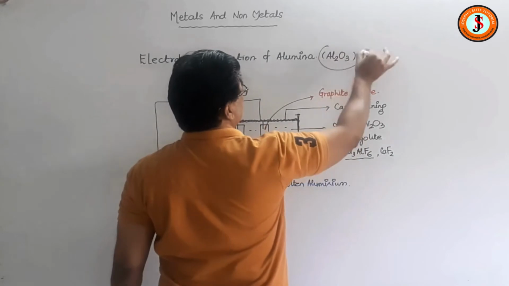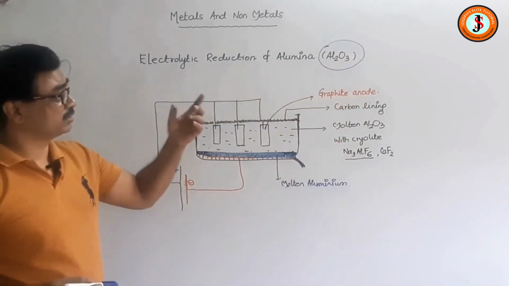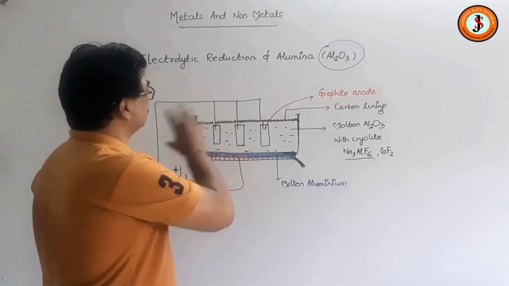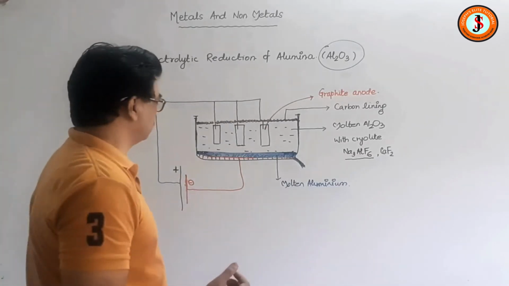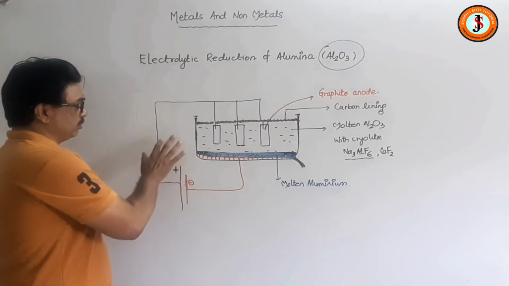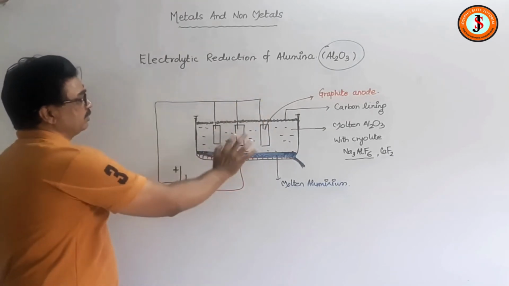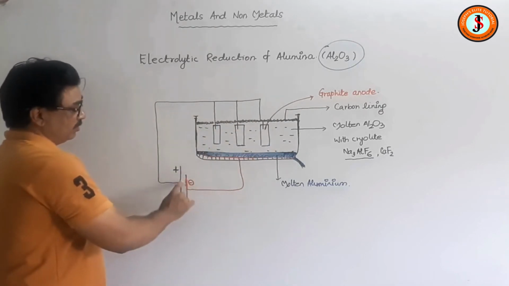Now this alumina is reduced by electrolytic reduction, as we call it. Electricity we use. Now let us try to see. In electricity there are two terminals, positive terminal and negative terminal. The positive terminal over here is the graphite anode, and the negative terminal we call cathode.